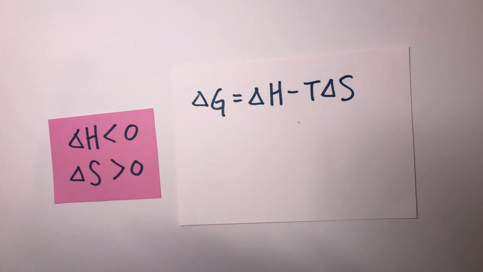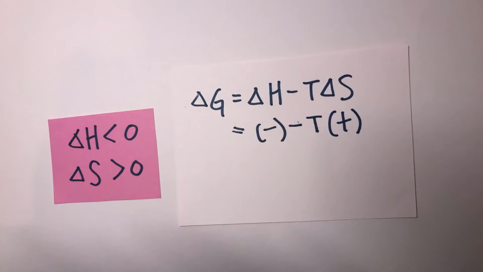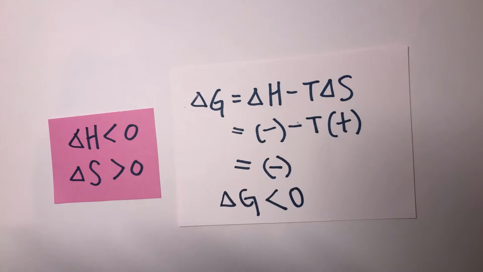In the Gibbs free energy equation, we would do a negative number minus temperature times a positive number. Since a negative number minus a positive number is negative, delta G is less than 0 and the reaction is spontaneous. This is thermodynamically favorable.